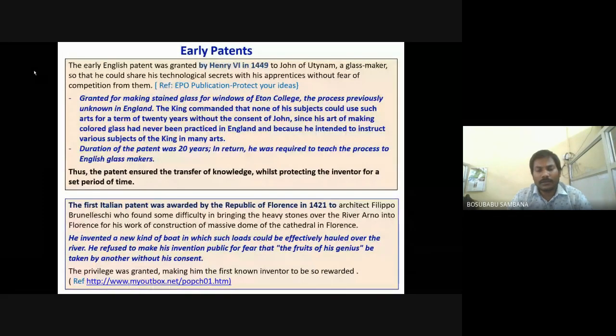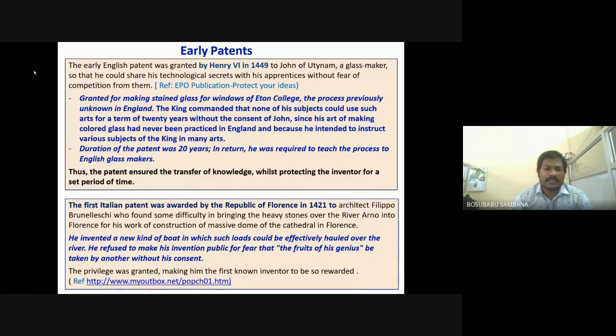Before that, there was no proper identification. But in the technical way, in 1449, the first patent was received by John Utynam. The duration of his patent was 20 years. In return, he was required to teach the process to English glassmakers. Later, this mechanism was utilized in space research and so many cases.